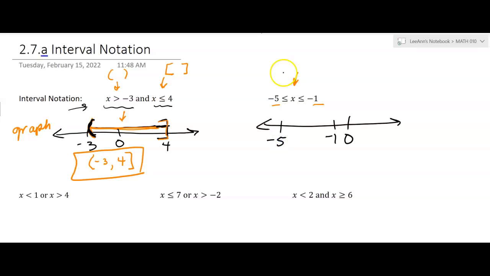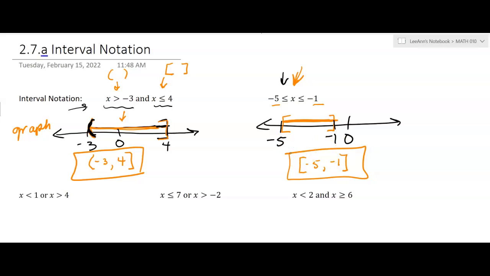Now, because it's got the bar, I'm going to have a square bracket. But I'm talking about all the numbers that are between -5 and -1. So I'm going to go square bracket on -5, square bracket on -1, and then I'm talking about all these numbers that are between there. That's the graph. Now the interval is written square bracket -5, comma, -1, square bracket.